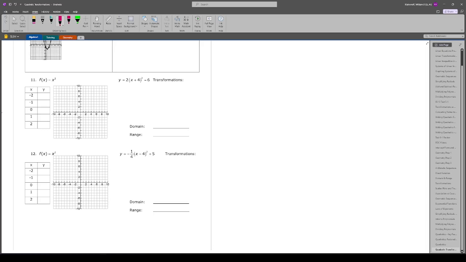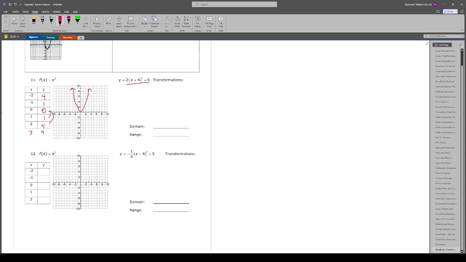I might draw one. So our original for the parent function is 0, 0. We go up 1 as we go 1 step away from the vertex, because that's 1 squared. 2 steps away, we go up 4, because 2 squared is 4. Then it would be 3, 9, and so on, right? The y is just the x squared. So our original function is something like that. Oh, it's not too bad. And then we're going to look at these transformations.